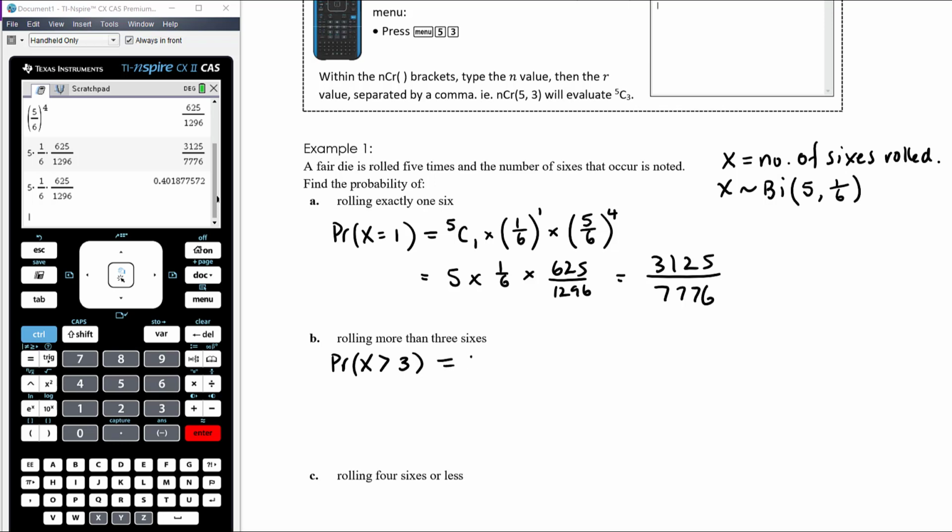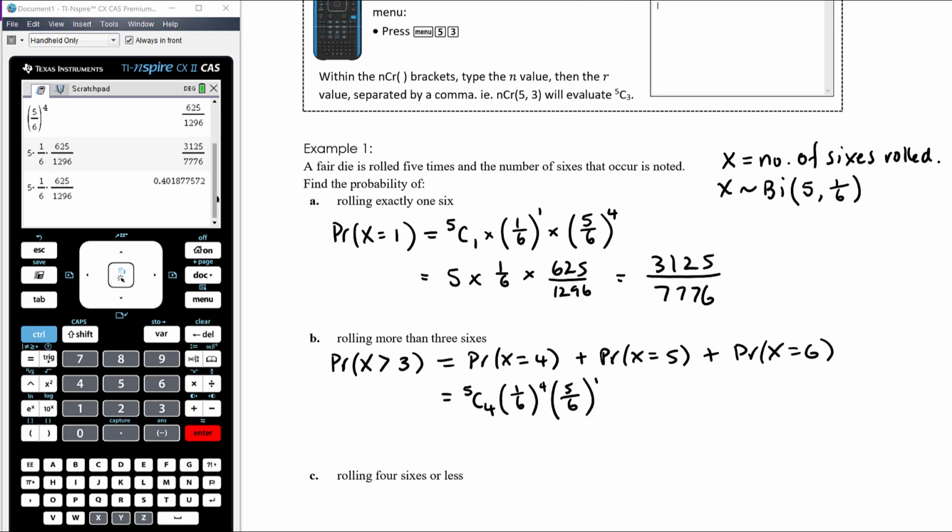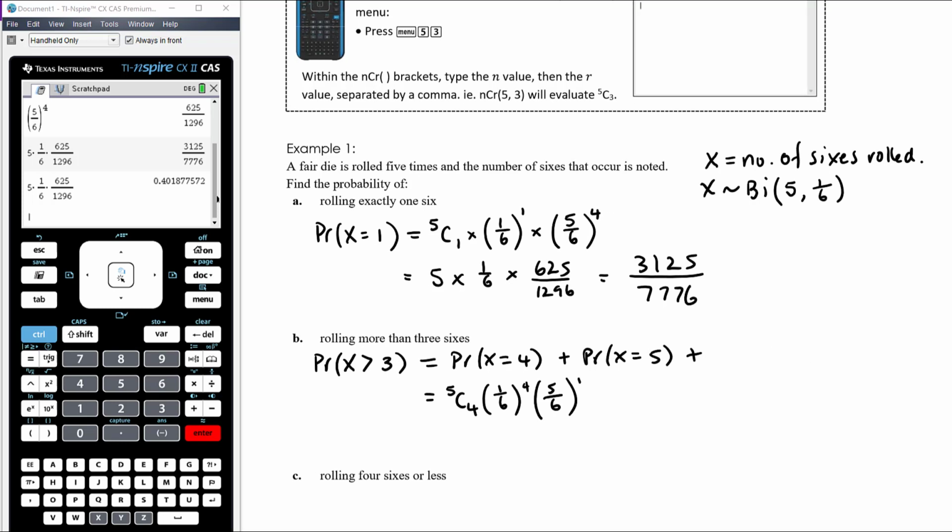So more than 3 sixes means we could either roll 4 sixes, or we could roll 5 sixes, or we could roll 6 sixes. Okay, so the probability that x equals 4 is going to be 5 choose 4, then 1/6 to the power of 4, 4 successes, and we'll have 1 failure, 5/6 to the power of 1. Oh, sorry, there's not going to be x equals 6. We're only rolling the die 5 times. So we can have more than 3 sixes. When we roll it 5 times, we can either have 4 sixes or 5 sixes.